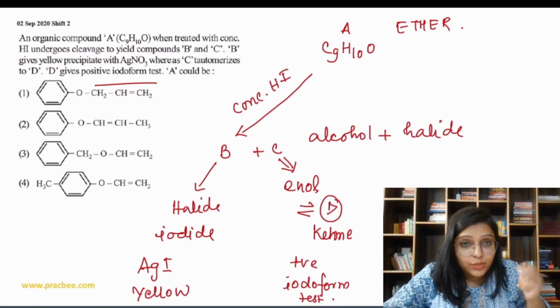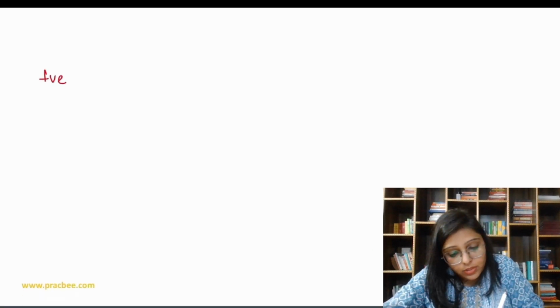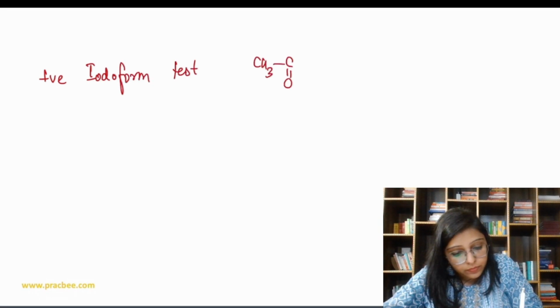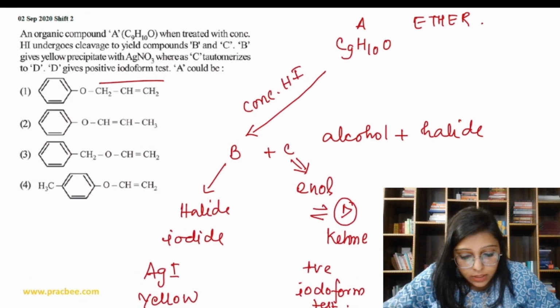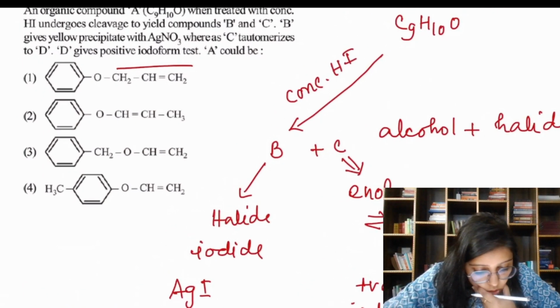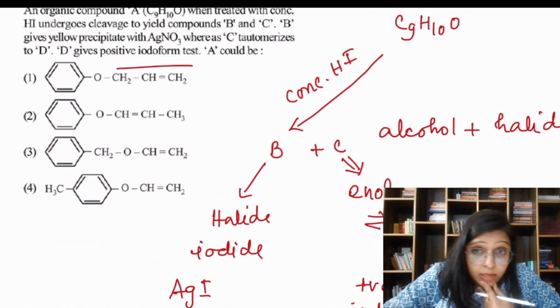Right? Positive iodoform test means we should be having this group, or CH3CHOH group. Okay? So let's see the option. Okay, son. Now halide is there, halide will be there, right?